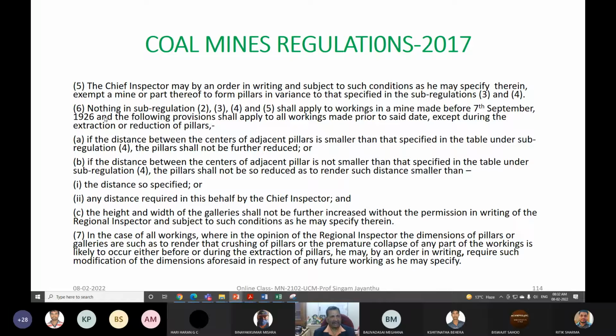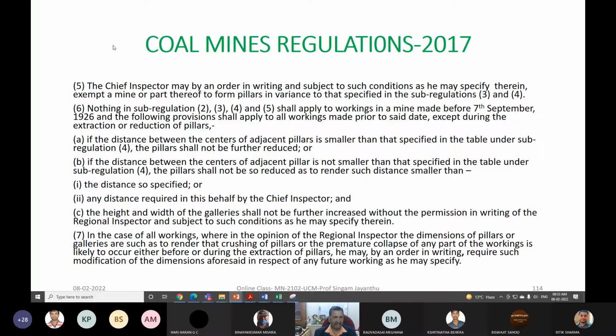There may be so many other reasons where you may be installing a conveyor belt somewhere, or at a junction, you are making a crossover where it should be more than 3 meter height, or it can be an air crossing. One gallery is here and another gallery here, but air crossing means you should make the height more than 6-7 meters, then make some partition between, and then the air crossing should be made. So there your height of the gallery is more than 7-8 meters. So for that, you will be taking special permissions. That's the meaning of this.